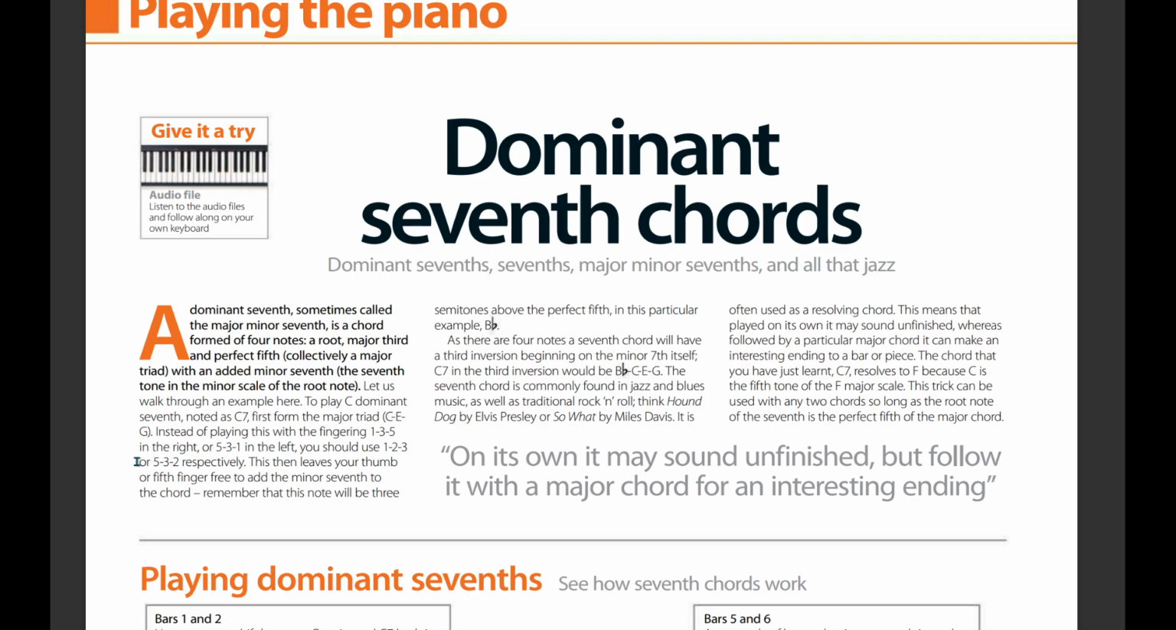This means that played on its own, it may sound unfinished, whereas when followed by a particular major chord, it can make an interesting ending to a bar or piece. The chord that you just learned, C7, resolves to F, because C is the 5th tone of the F major scale. This trick can be used with any 2 chords so long as the root note of the 7th is the perfect fifth of the major chord.